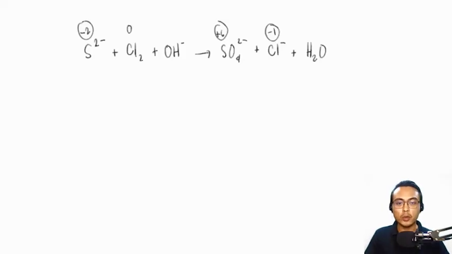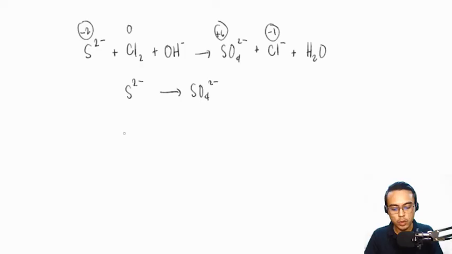At this point, we don't even need to determine the oxidation states of oxygen and hydrogen because we now know that sulfur and chlorine are the 2 elements that change their oxidation states. Okay, so let's build the half reactions. Let's start with sulfur. On the reactant side, we have S2 minus. On the product side, we have SO4 2 minus. Next, we have Cl2 yields Cl minus as our next half reaction.